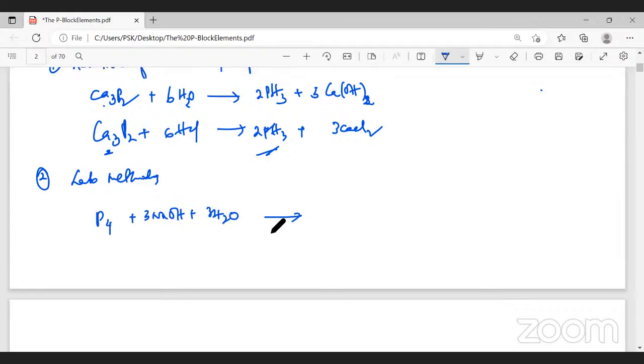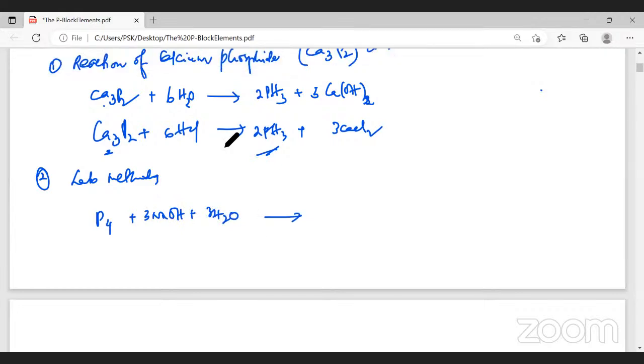When phosphorus is heated with sodium hydroxide solution in an inert atmosphere of carbon dioxide in a round-bottomed flask, we get sodium hypophosphite and we get phosphine, PH3. Pure phosphine is non-flammable, but becomes flammable due to the presence of P2H4 or P4 vapors. So this is non-flammable, it does not catch fire.